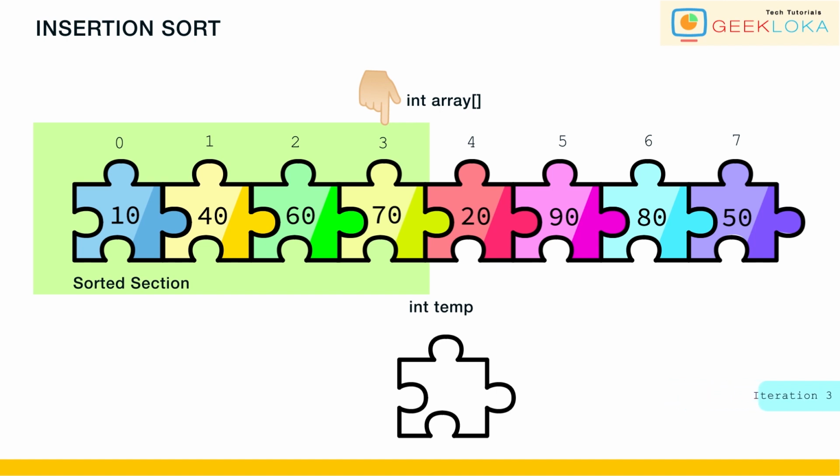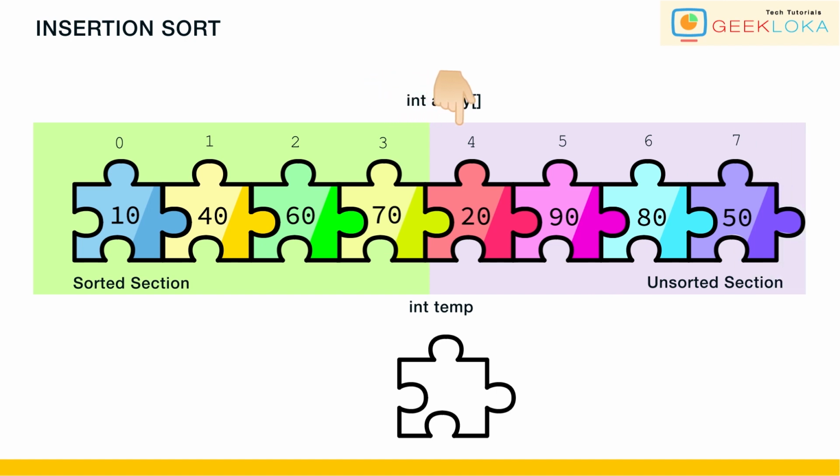We repeat these steps for each element, inserting 20, then 90, 80, and finally 50 into their correct positions. With each iteration, the sorted section grows and the unsorted section shrinks.